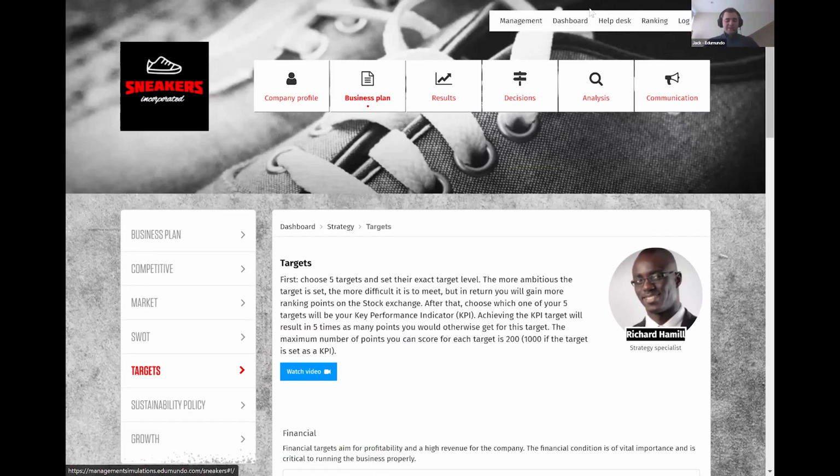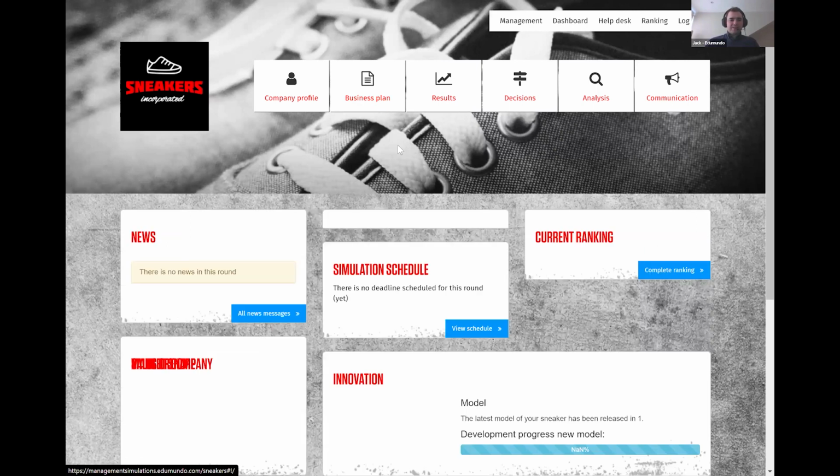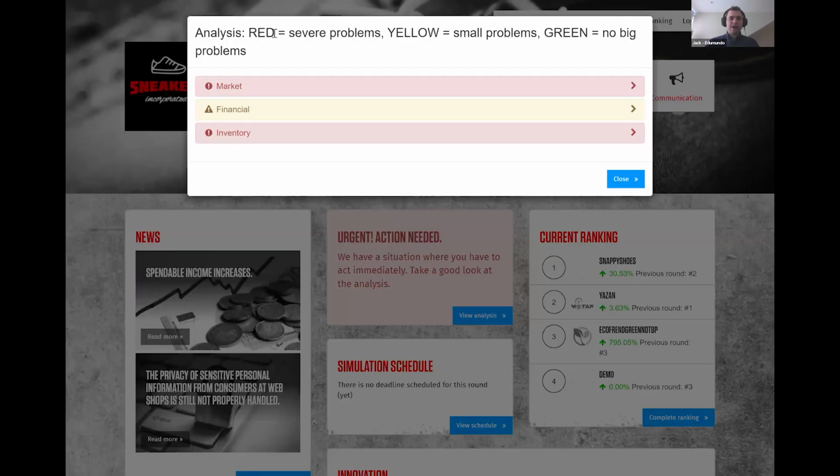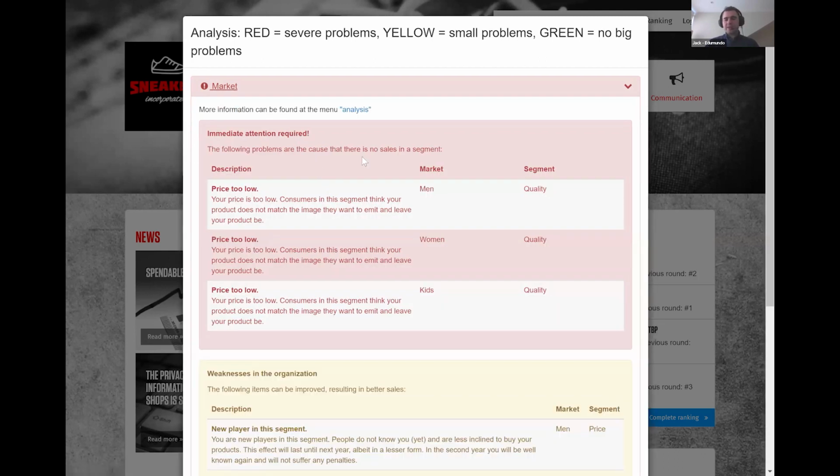In terms of the next step of your analysis, I would recommend heading to the dashboard or the homepage and viewing your analysis tool. On this analysis tool, it will highlight the severe problems, small problems, and if you're lucky enough and it's in green, there are no issues at all. The market represents all of the issues that are occurring within the market, and more specifically, why your demand is being affected in a negative way.